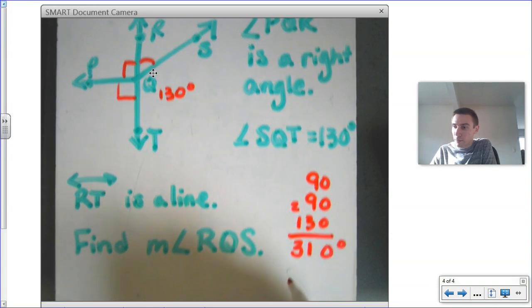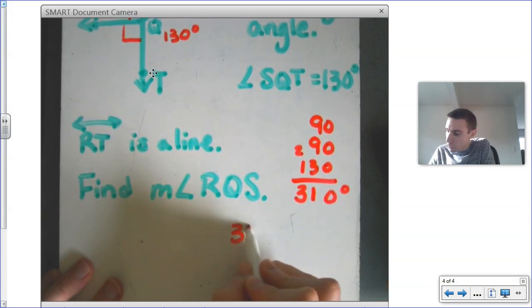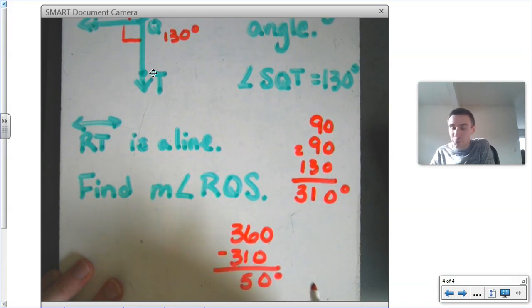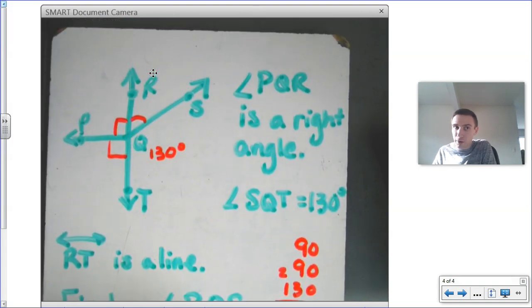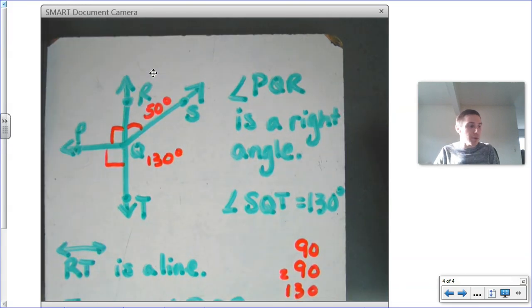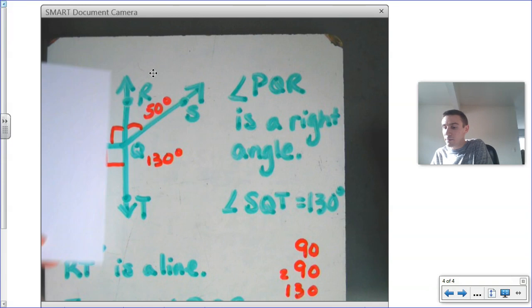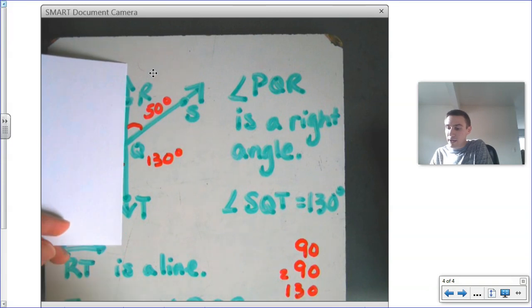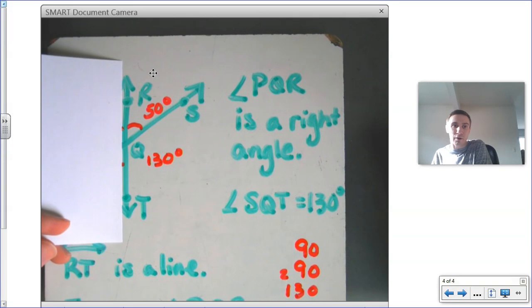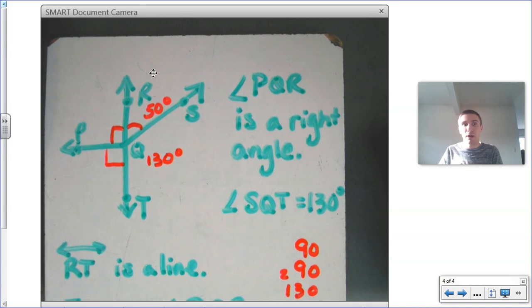Now, if I move this up really quick and I do 360 degrees minus 310 degrees, I'm going to have 50 degrees left over. So angle RQS is 50 degrees. And I'm going to use angles on a line to help me out since I have RT here conveniently. And I can realize, hey, I have 130 degrees plus 50 degrees. Add them together, I have 180 degrees.